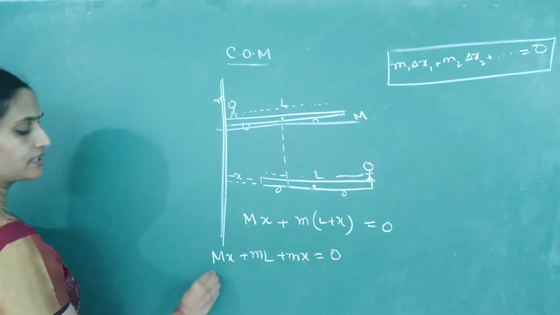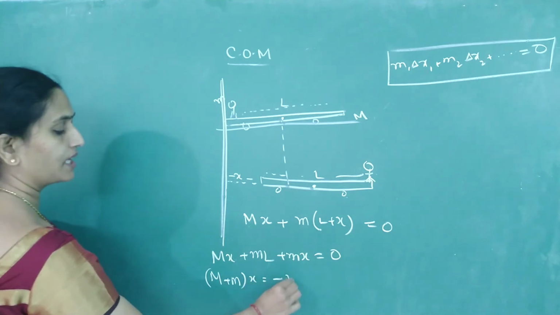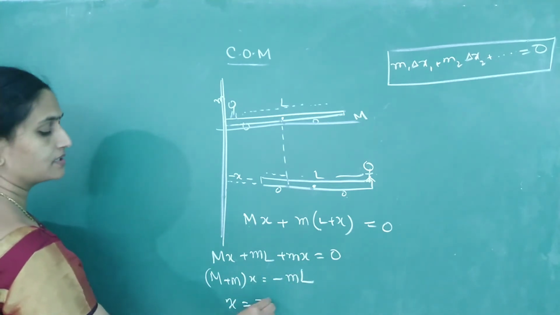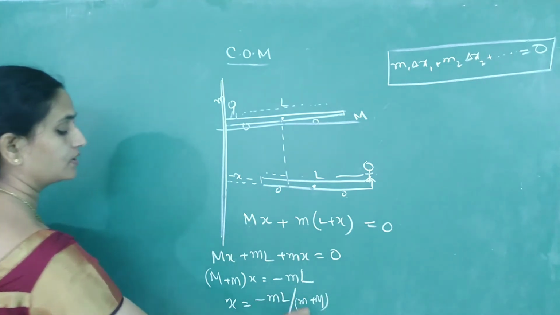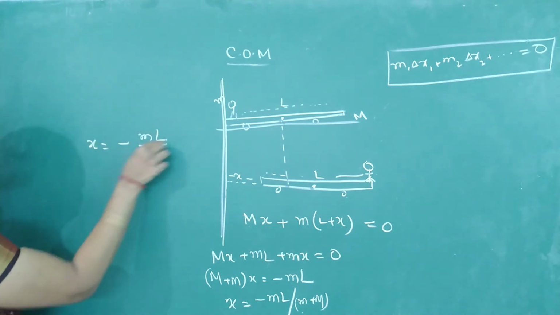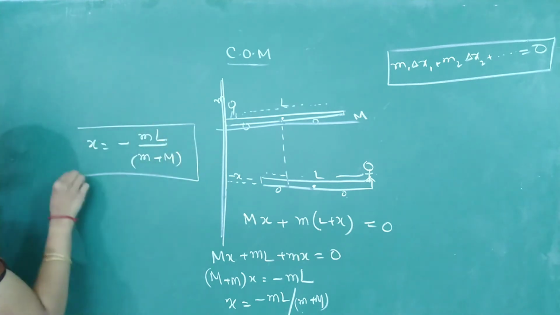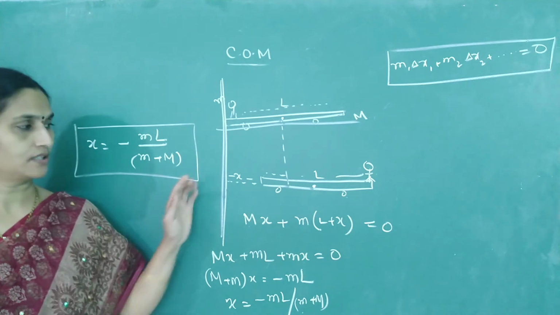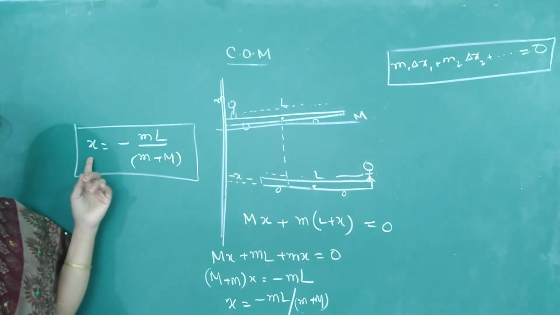We want the value of x. M plus m into x is minus ml, so what is x equal to? Minus ml by M plus m. Now tell me what does that minus sign indicate? We have got minus ml by M plus m. This is the displacement of the plank. Is the plank having a positive displacement or a negative displacement? I assumed it moves forward, but it is actually moving backward.